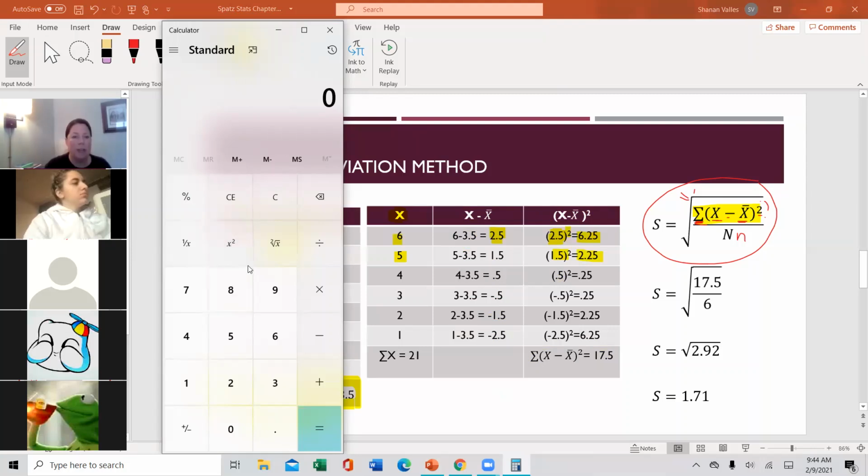If your calculator does not have the square button, that's okay. You can do negative 1.5 times negative 1.5, which equals 2.25. So if you don't have the square button, you can just multiply it by itself. 1.5 times 1.5. Okay. Any questions over that part?